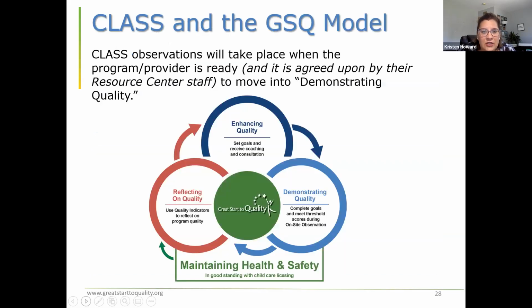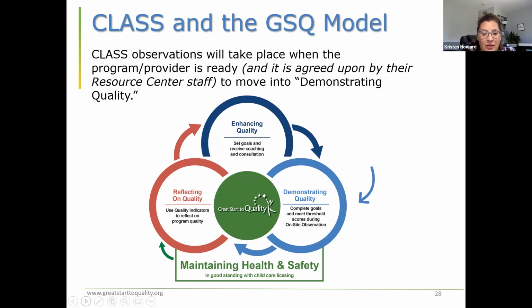So we're going to take a look at the new model, and you're probably wondering, where does CLASS fit into this? CLASS observations will take place when the program or provider is ready and it's agreed upon by the Resource Center staff to move into demonstrating quality. You can see that light blue arrow that points right to demonstrating quality. And that's where you will have your on-site observation. That's when the assessment team will come in, and in order to be demonstrating quality, you will have to meet some minimum scores to be able to reach that level.